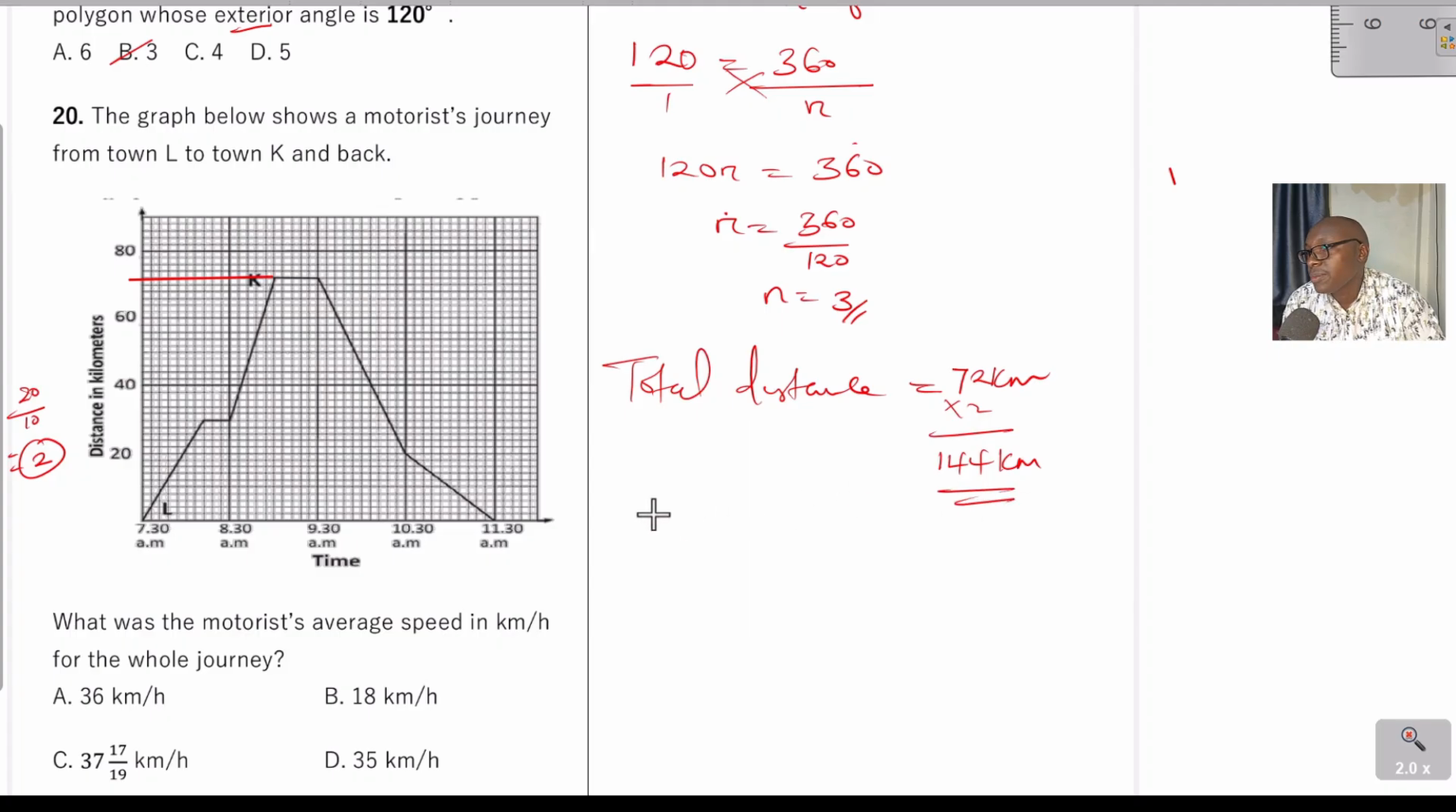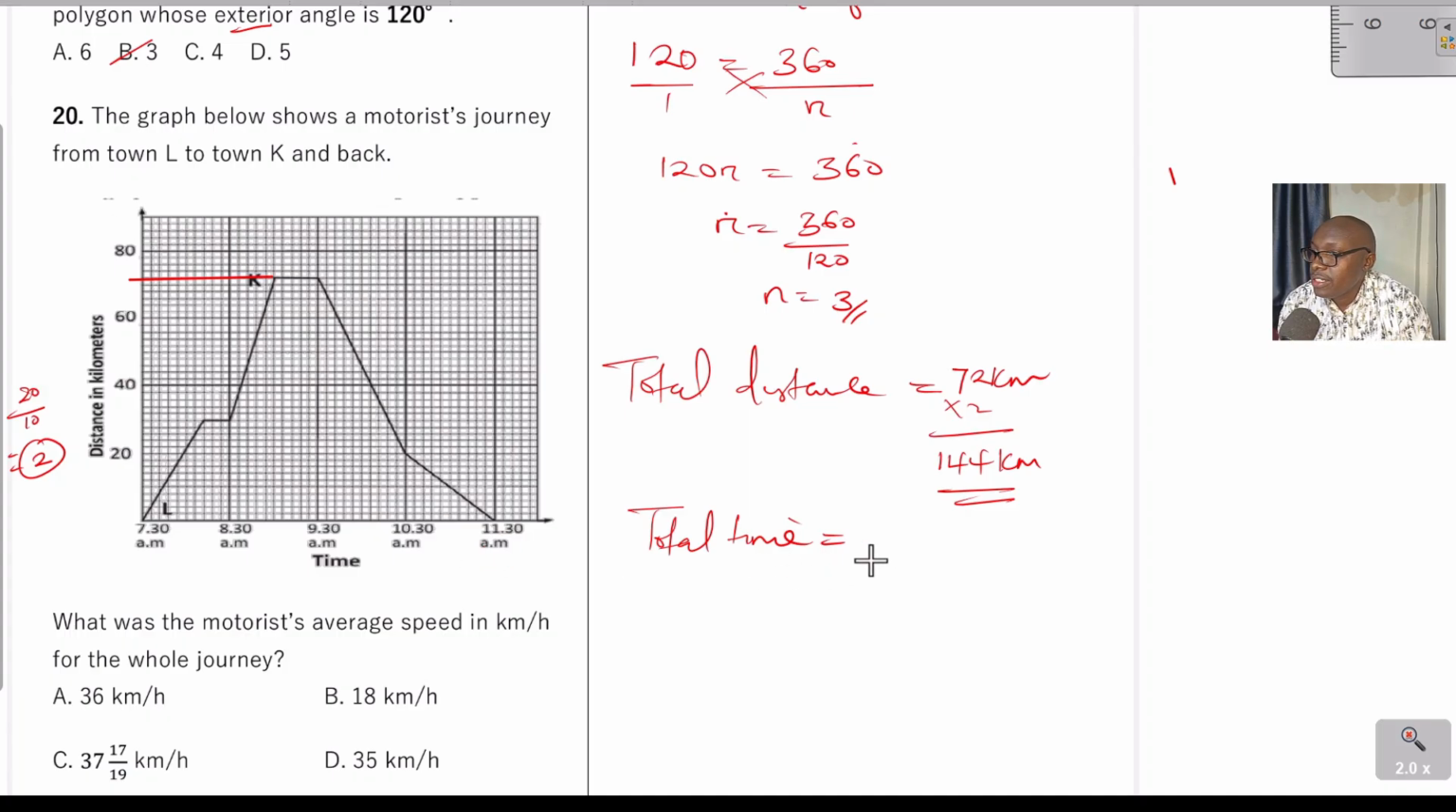That is the total distance. Then the total time taken, we need to get the total time from 7:30 to 11:30. That is the total time, because when you look at the graph, you can see this person went direct to K and then back. You can see the total time went up to K and then back to the starting point. So the total time will be from 7:30 to 11:30.